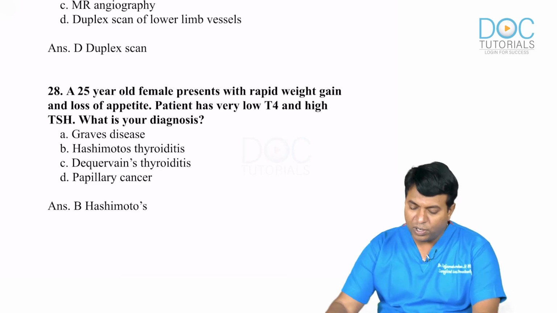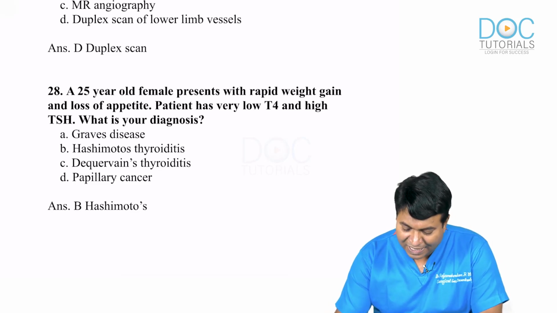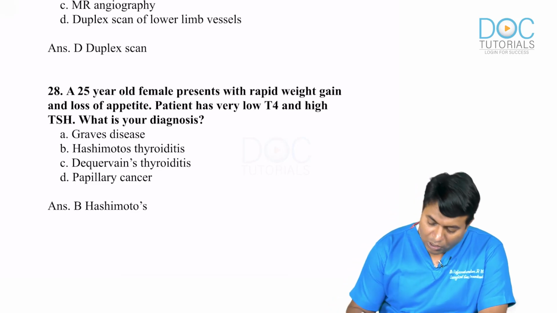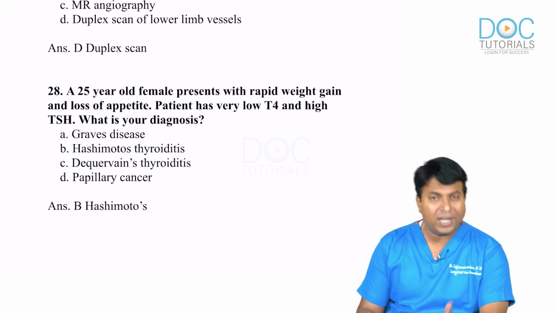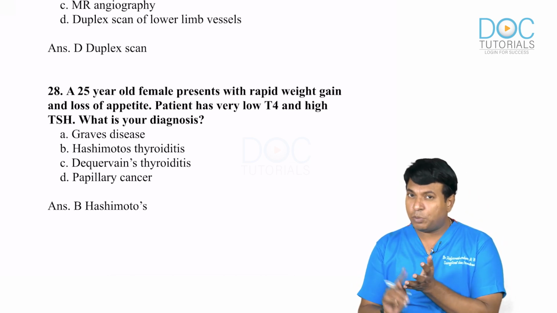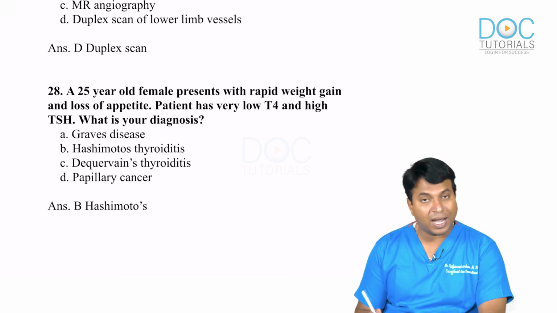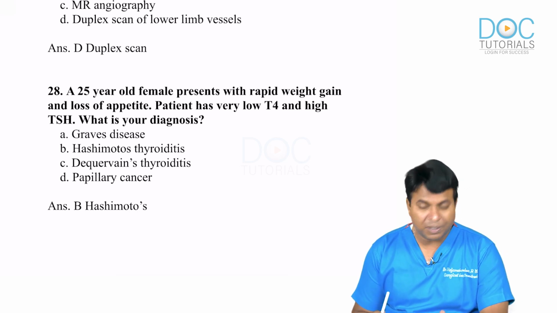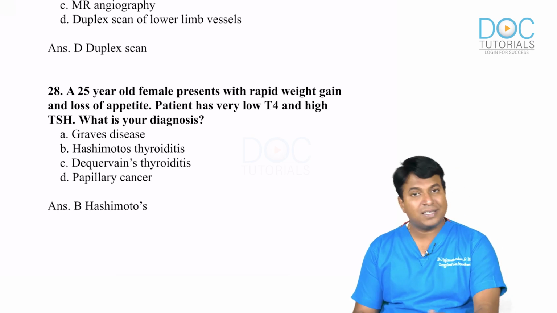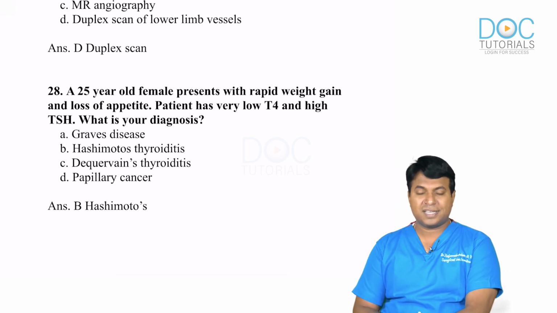A 25-year-old female presents with rapid weight gain and loss of appetite, has very low T4 and high TSH. Very low T4 and high TSH is a case of hypothyroidism. Hypothyroidism is classically seen in Hashimoto's thyroiditis. It's a picture of Hashimoto's thyroiditis. So these are the various questions asked in the INI-CET entrance test in surgery.